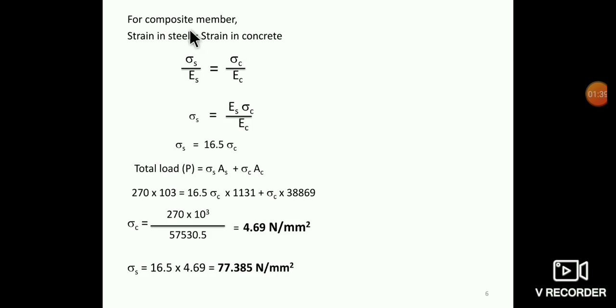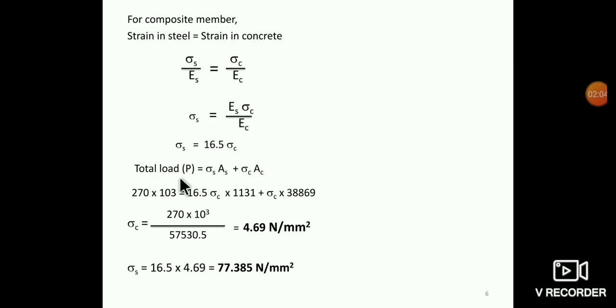So next, for composite member, strain in steel is equal to strain in concrete, as we studied in the formulas. So sigma s upon Es is equal to sigma c upon Ec. So take the Es term on the right side. Sigma s is equal to Es into sigma c upon Ec. Now we have sigma s is equal to 16.5 times sigma c after rearranging it from the question data.